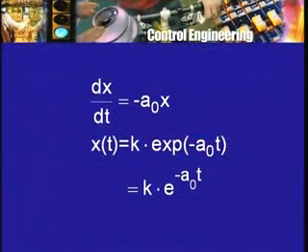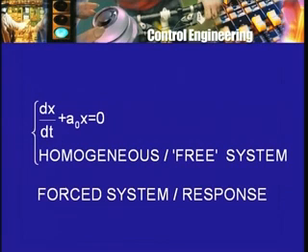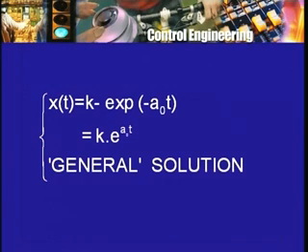Choose k equal to 10, I will get another solution. Choose k equal to minus 10,000, I will get a third solution. All of them satisfy the differential equation dx dt equal to minus a0x, or equally well the original differential equation dx dt plus a0x equal to 0. And so that is why this is said to be the general solution, and by that we mean this gives you the set of all solutions.